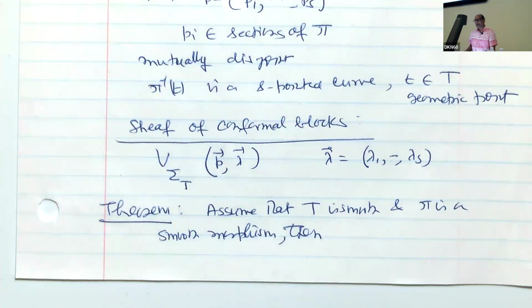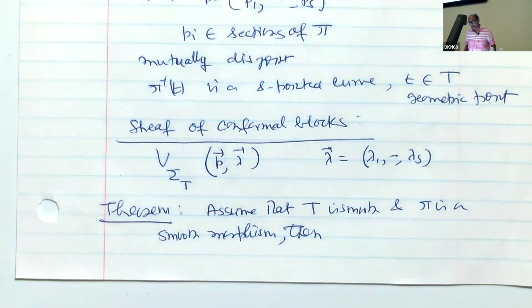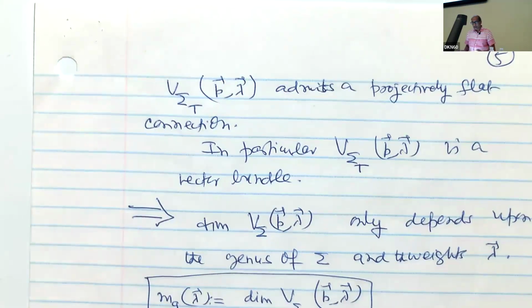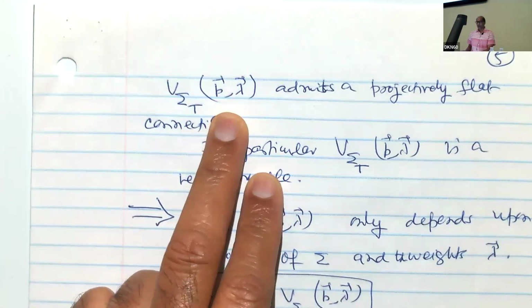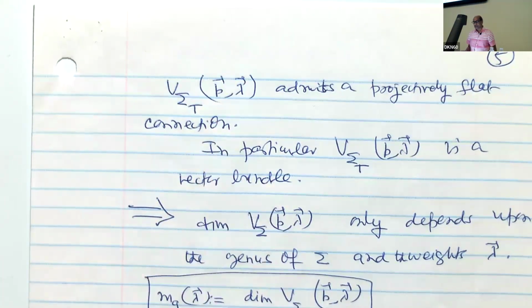So far, I actually did not really need T to be smooth. I could have talked about basically any parameter space scheme. But let's just assume that T is smooth, and that my pi is a smooth morphism, which has the consequence that all the fibers are smooth curves. Then, once we have that, this sheafified version of conformal blocks, so this is a sheaf over T now, admits a projectively flat connection.